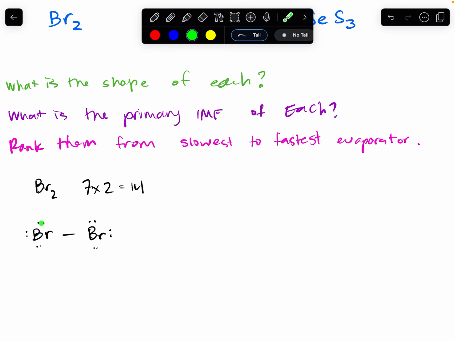And in this case, it does: 2, 4, 6, 8, 10, 12, 14. So it's got 14 dots, and each bromine has 8, so we know it's a valid Lewis structure. So there's our Lewis structure for bromine.